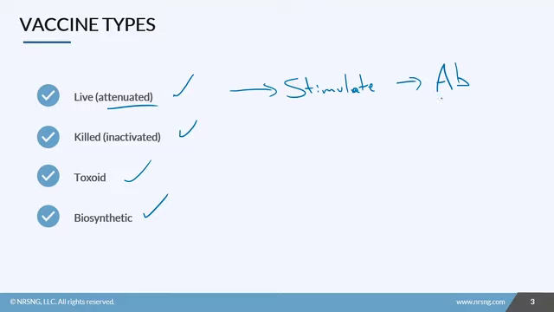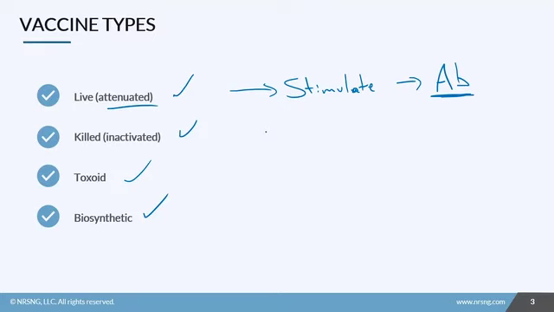Let's say your MMR, measles, mumps, and rubella. Measles, mumps, and rubella are a type of live or attenuated vaccine. So what happens is, let's say you're exposed. Well, because your body has already built up these antibodies, it actually goes and kills and destroys the virus. Varicella, chickenpox, is another type of live immunization.